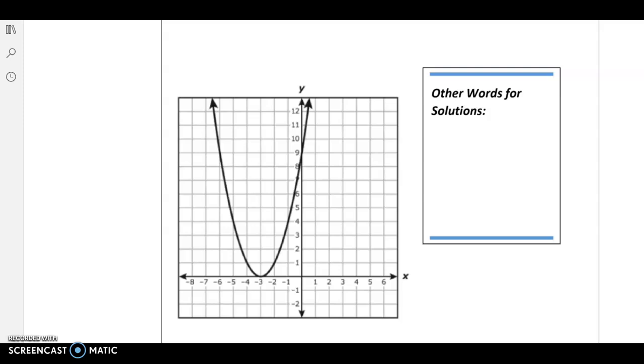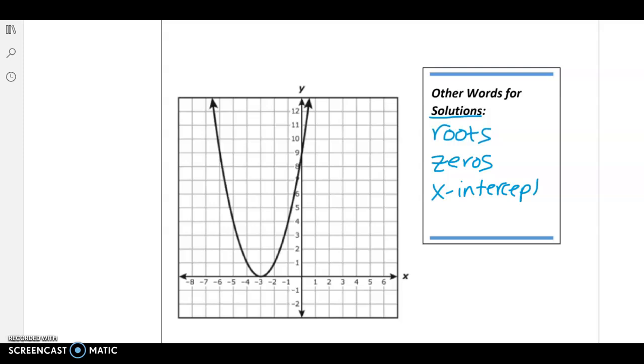The other words for solutions that we had on there, remember? One of them was roots. So they're called solutions. That word is already listed. They're called roots, zeros, x-intercepts.